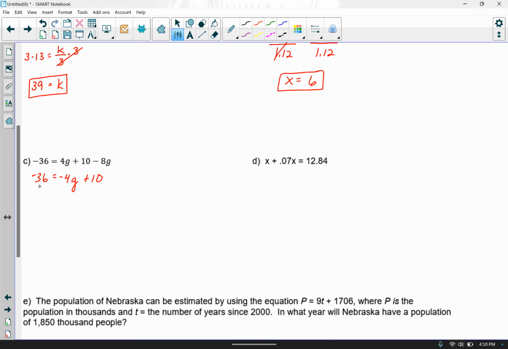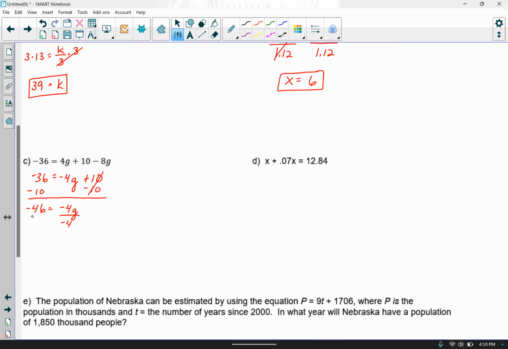Now at this point, that negative 36 is over there all by itself. Take the other number over to join it. You want to get that letter all by itself. So let's take the 10 over. I did the opposite, so I subtracted 10 on both sides, cancels out. So I've got negative 4G equals, what's that, a negative 46?